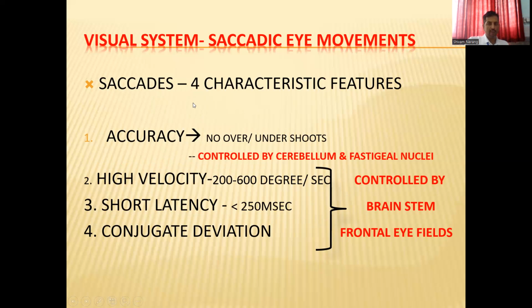Saccades have four characteristic features: accuracy, high velocity, short latency, and conjugate deviation. Accuracy means there should not be overshoots or undershoots, and it is controlled by the cerebellum and the fastigial nuclei of the brain. The high velocity, short latency, and conjugate deviation, the simultaneous deviation of the right and left eyes, are controlled by the brain stem or the frontal eye fields.